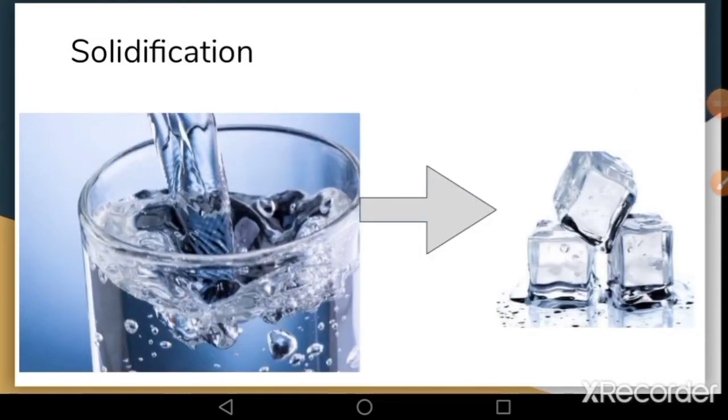The process by which a liquid changes into a solid on cooling is called solidification. Freezing of water into ice is a form of solidification. If you fill water in an ice tray and keep it in the freezer, you will see that after some time the water turns into ice.